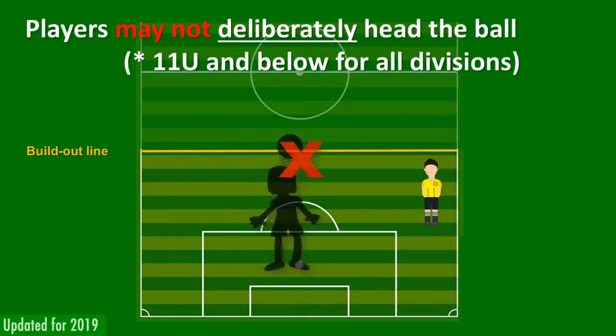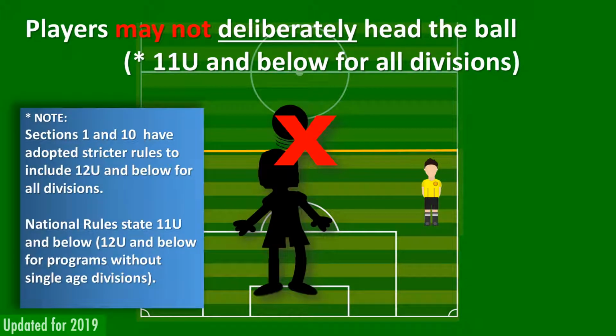Heading is banned for all division players 11U and below, or 12U and below for programs with single age divisions. Note that your section may have a stricter rule. In Section 1 and Section 10, heading is banned for all division players 12U and below for all programs.